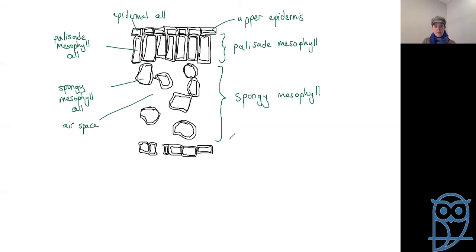So we started at the top with the upper epidermis. Down here at the bottom we have the lower epidermis. So again, we have an epidermal cell. But the difference is, on that lower epidermis, we have the stomata. One is a stoma. And on either side of the stoma, we have guard cells. So they're the ones that change shape to open and close the stomata. So here's our leaf, the cellular structure internal to the leaf.